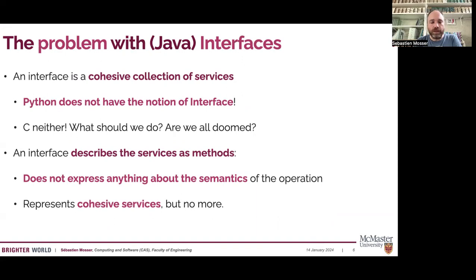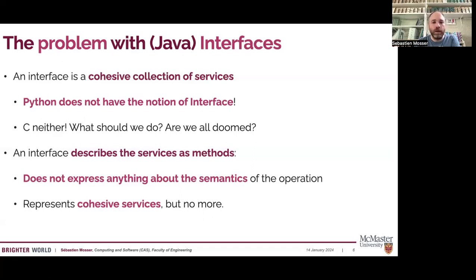Well, an interface, and there will be more on this later in the course, but as a reminder from your object-oriented programming course, it's a cohesive collection of services. You implement an interface, meaning that you provide all the methods described in the interface to the users of that class. Python doesn't have that. C neither. So some languages have it, some don't. That can be a first motivation: I should not be weakened by my choice of language. If I need to define a module, something that's going to be reused, maybe I need to do it in a language-independent way.